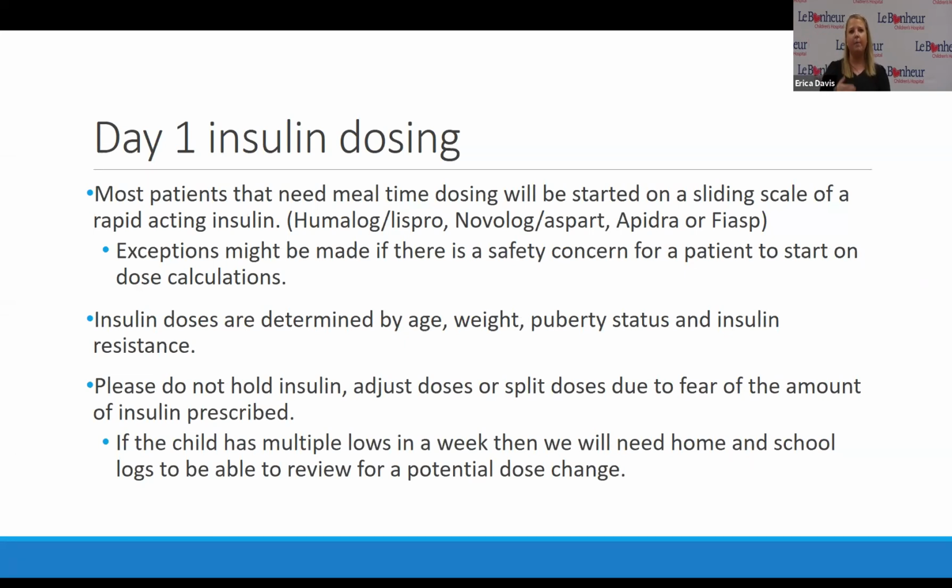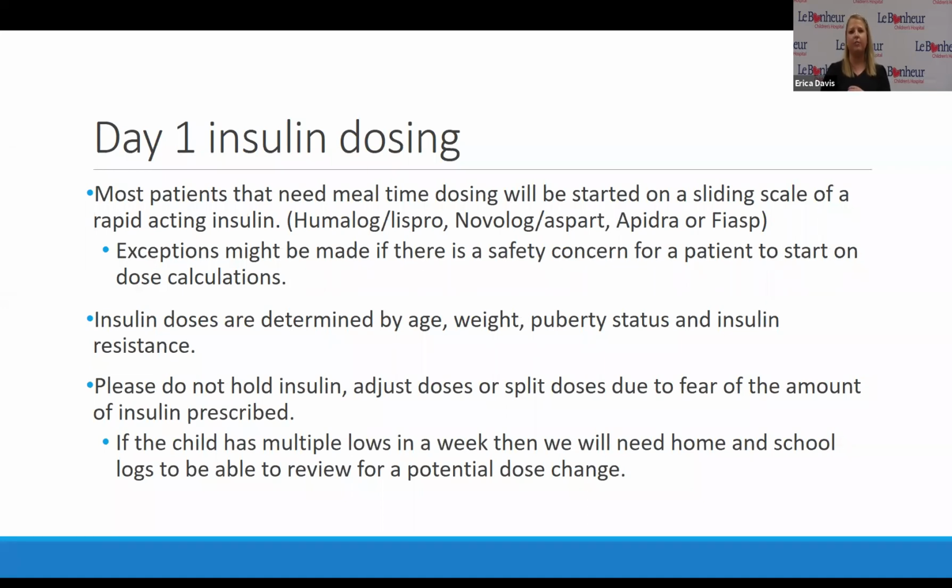But for the most part, a patient's going to come to you with a sliding scale, and then they might transition to needing dose calculations later. A few patients, whether it's a very young patient or maybe a patient with some specific eating habits that is concerning, they may be on dose calculations from the beginning. But for the most part, these patients are going to come to you initially with a sliding scale insulin dose.